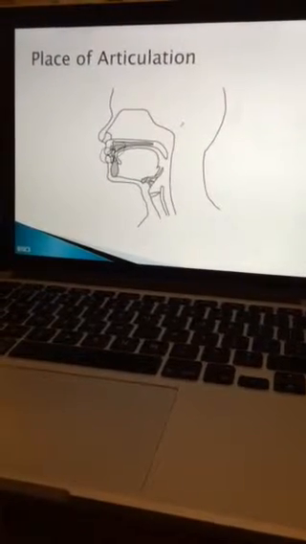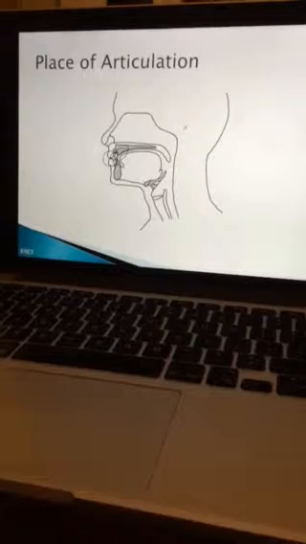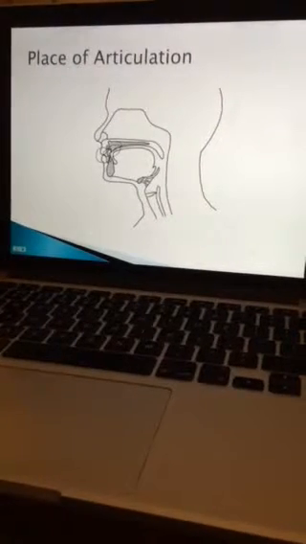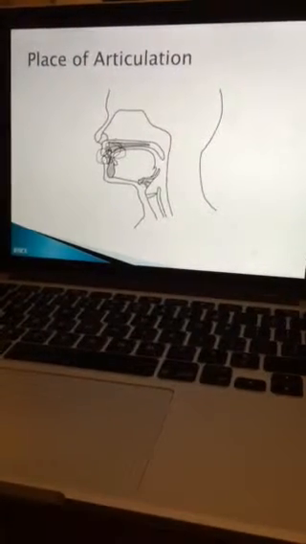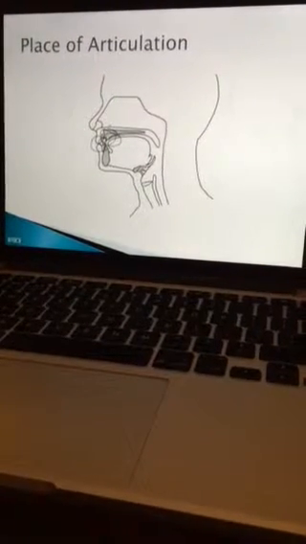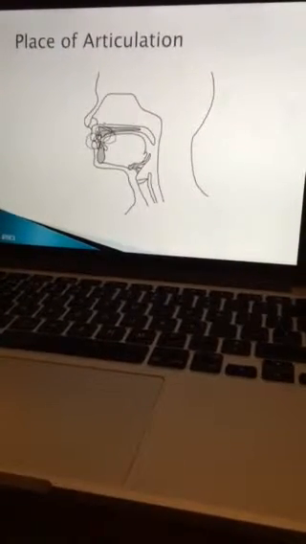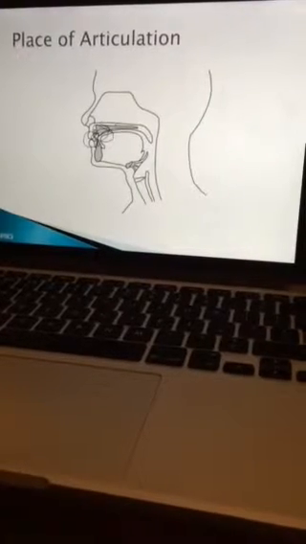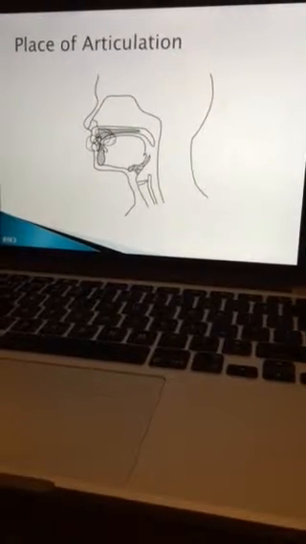An alveolar stop is where the tongue touches the alveolar ridge. An example of this is d. Post-alveolar is the narrowing behind the alveolar ridge. An example of this is sh.